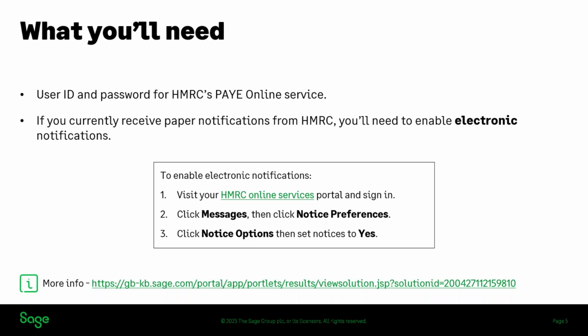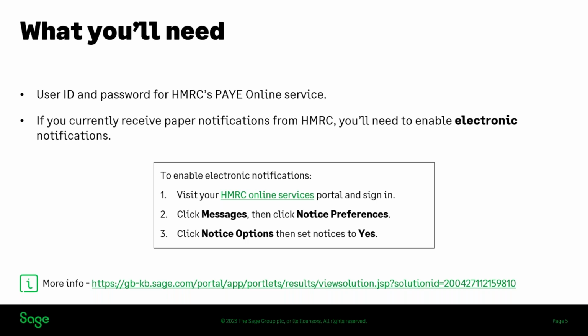It involves logging in to the HMRC online services portal and then amending your notice preferences so that you get them electronically rather than in the post. So if you haven't done that yet, you won't be able to use the integrated mailbox, but as soon as you do switch to electronic, you will then be able to retrieve that information in your program.